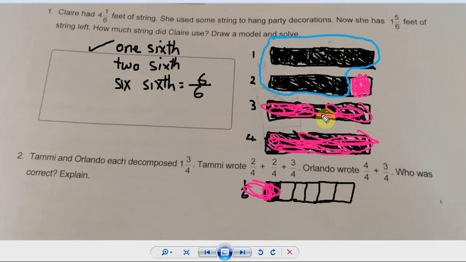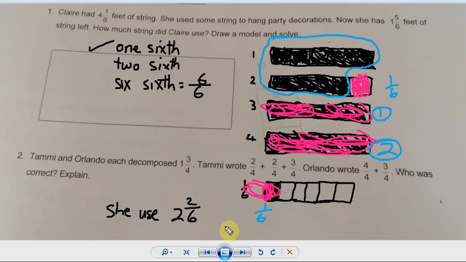So how many did she use up? Let's count it up. So this would be 1, 2, she used up 2 whole pieces, and she used up this 1/6, and she used up this 1/6 as well. So how many 1/6 did she use up? She used up 2/6. So in other words, she used up 2 wholes and 2 sixths. So she used 2 wholes and 2/6. So that's what she used up. Alright.